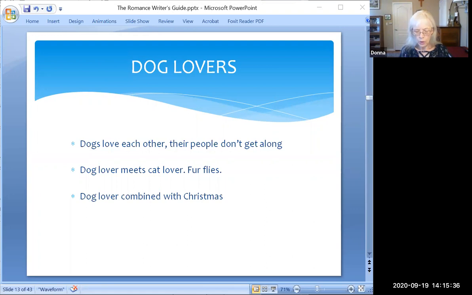But in his story, The Dogs of Christmas, a dog caregiver, Navis, a hero, becomes involved with a heroine who is a dog expert at a shelter. And this Christmas story has an O. Henry twist, which is very inventive. And since readers love Christmas romances, it's a good combination for anyone to try. Next slide.